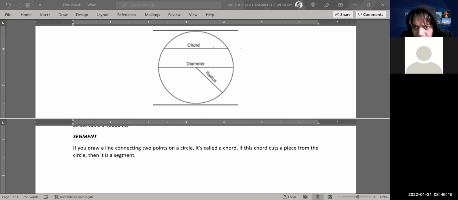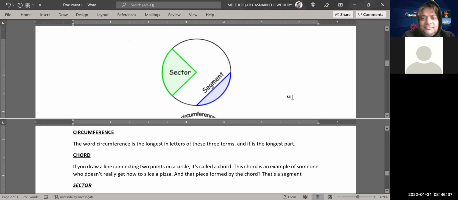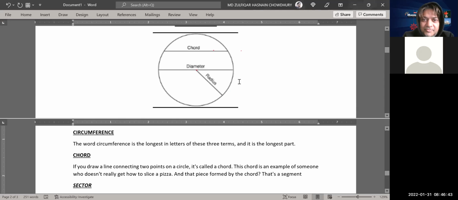Is it very difficult? No. Do you still find it disgusting? It wasn't that bad, like at school. I just don't like it as much as the other subjects. Okay. So sector and segment. Okay.